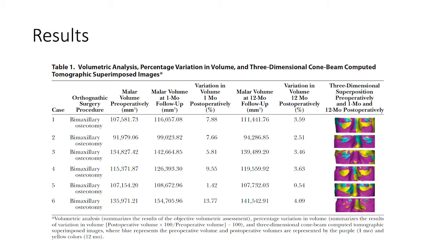For the objective volumetric assessment, the average amount of augmentation 1 month after this procedure was 124,586.32 cubic millimeters, and the median volume variation was 7.77%. The mean increase after 12 months was 119,008.77 cubic millimeters, and the median volume variation was 3.52%. Therefore, compared with the baseline volume, the final mean increase 1 year after surgery was 3,527.86 cubic millimeters.